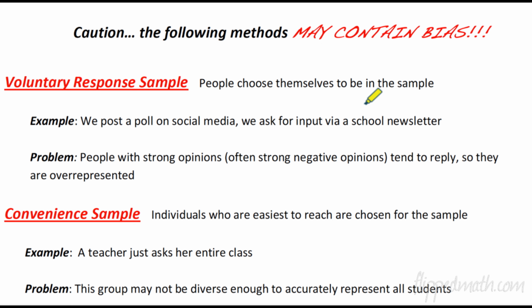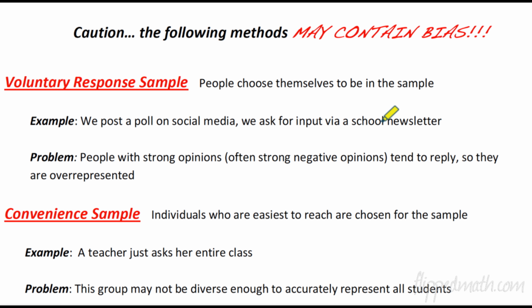Two more ways. Now I'll give you some caution. These are not as good. They usually contain more bias, but they're popular because they're easy. Okay, the first one is the voluntary response sample. People choose themselves to be in the sample. Would you like to participate in this? Most frequently, and we do this a lot at our school, and you probably do it at yours, we post a poll on social media and we ask for input. Okay, what did you think about, whatever, the school lunch? You can use school lunch for everything basically, but what did you like about the school lunch? Please tell me your input.